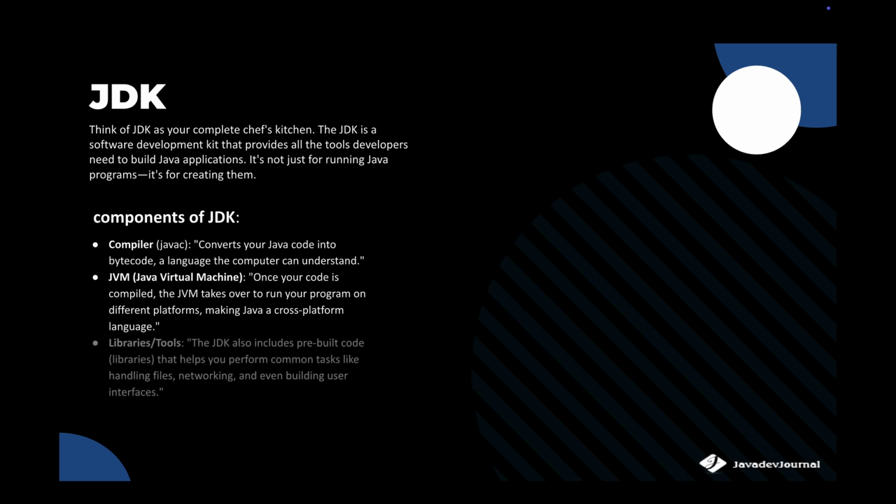And finally, there are libraries and tools. In order to write your program, there are certain pre-built libraries, or code, that are also available to you as part of the JDK. These libraries help us perform common tasks, right? For example, how we handle files, write files, read files, how we communicate over networks, and a few other things. User interface is one of them, and some of the main things.